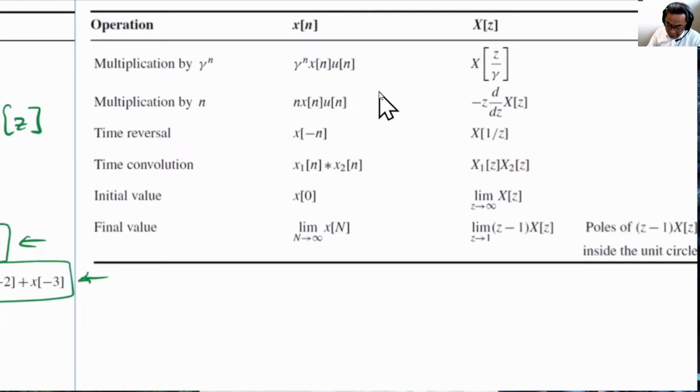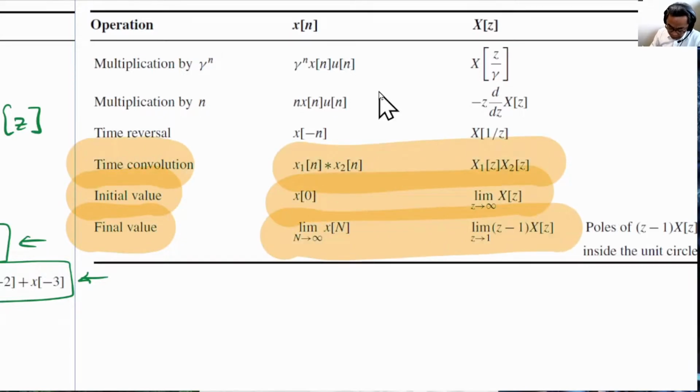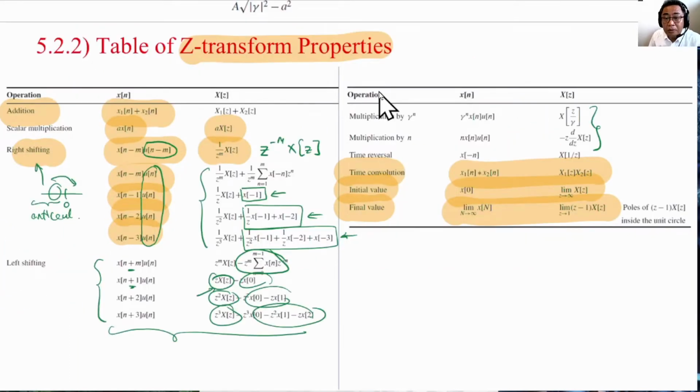The rest of the properties are, in particular, we are most interested in the final value and the initial value, and the time convolution, so this must be used. This one we are not so interested in, and this is a summary of the Z-transform properties. In the next few slides, we will go through how we use the Z-transform pairs or derive the Z-transform pairs as well as some of the properties. Thank you.